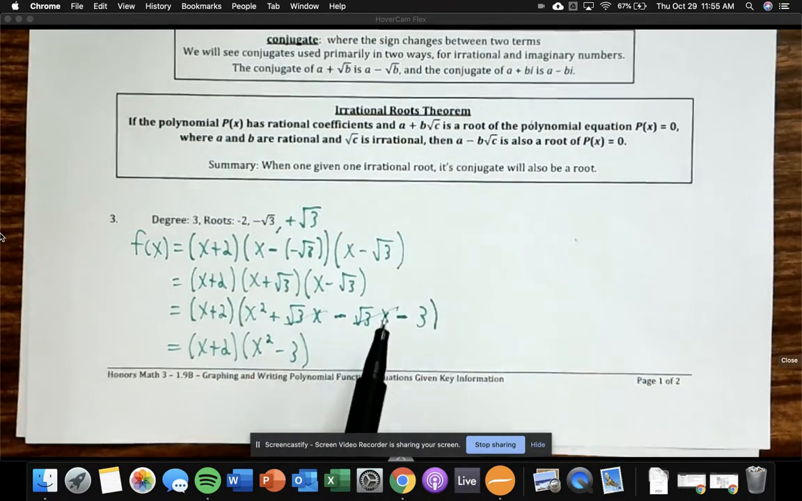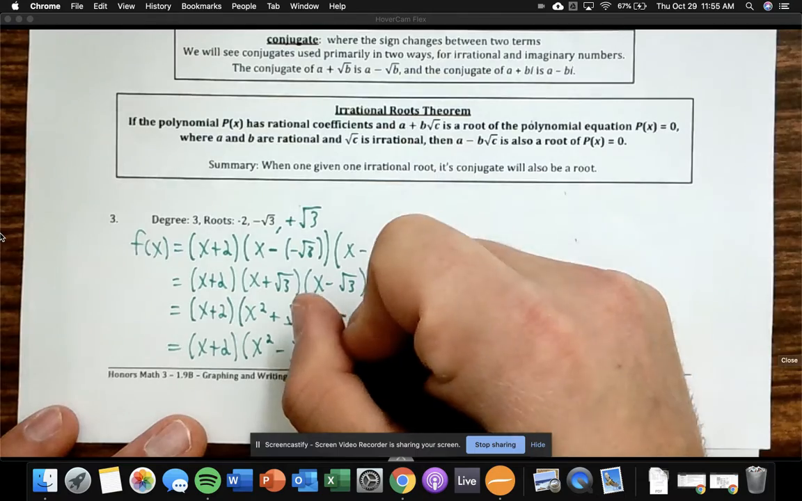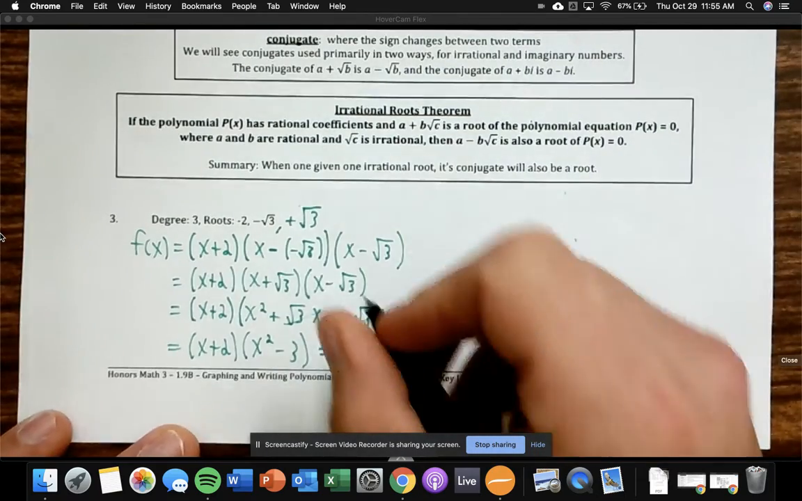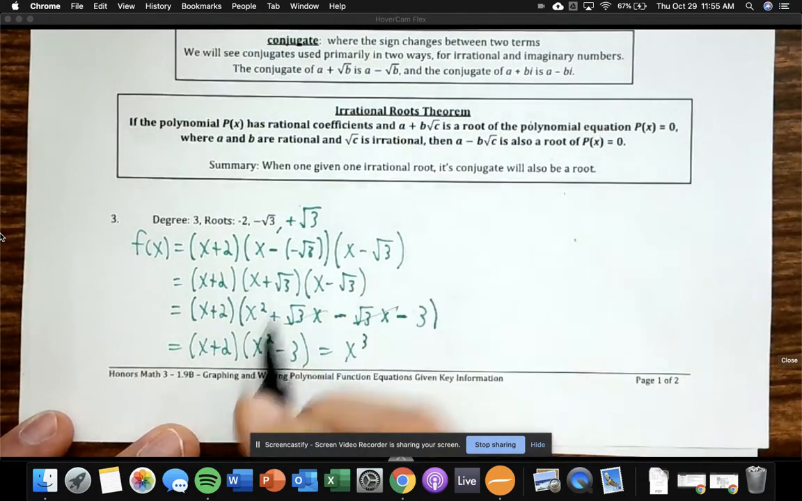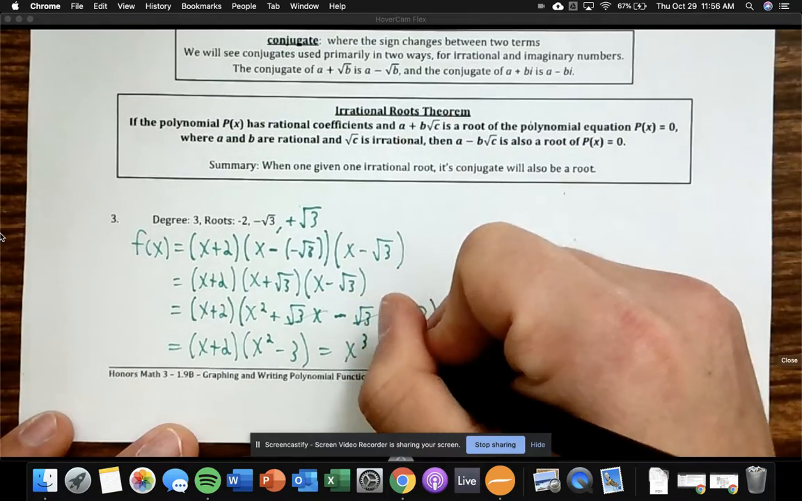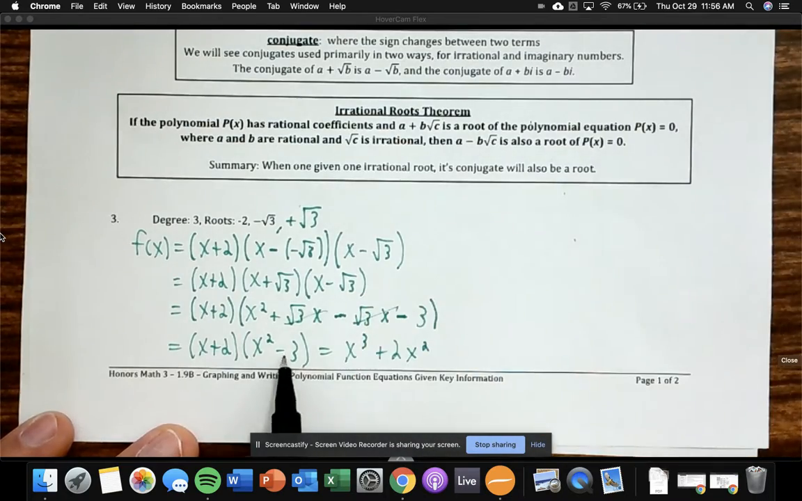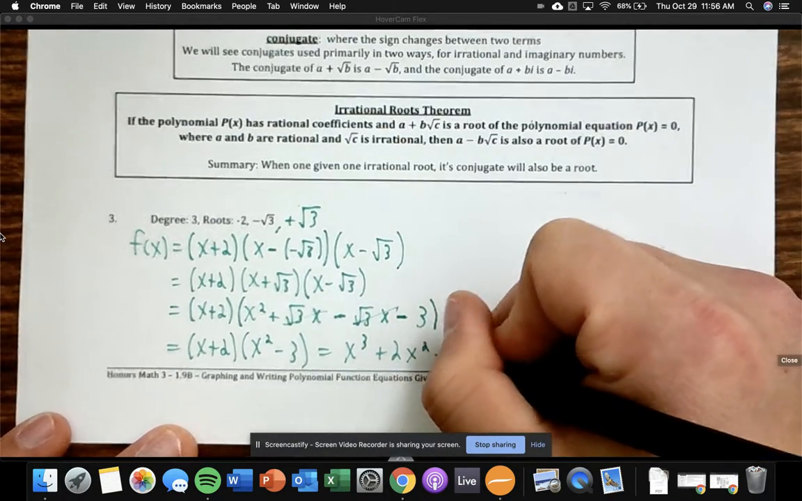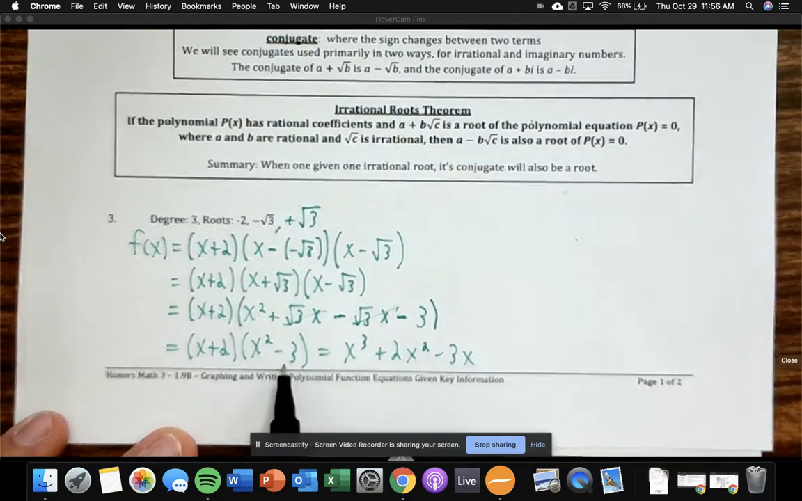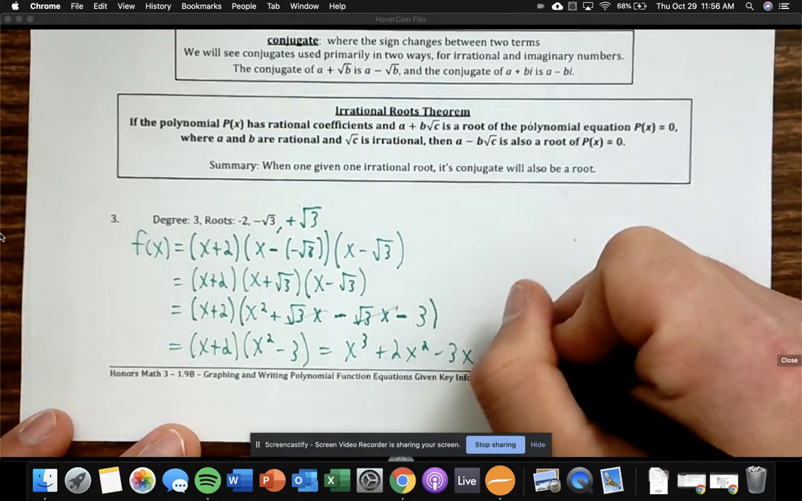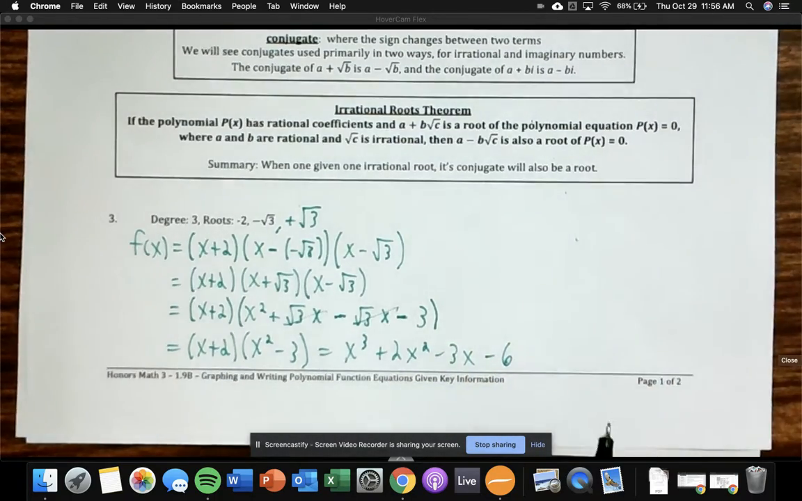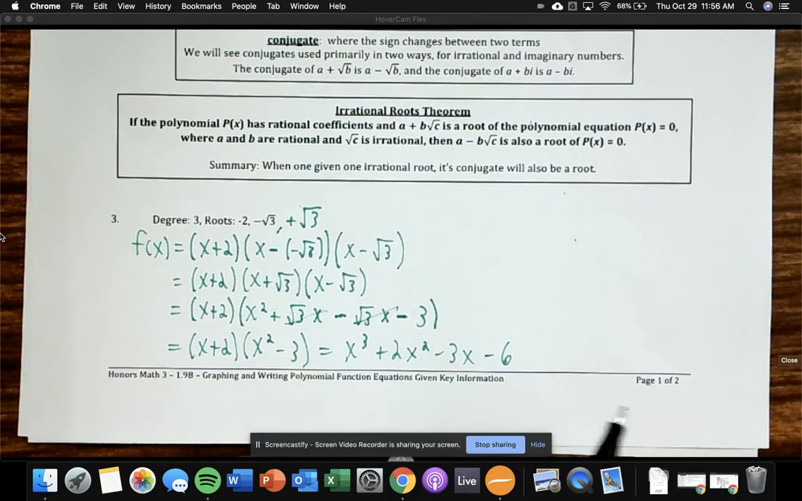And again, all we have to do is FOIL that out. So x times x squared gives us x cubed. 2 times x squared gives us 2x squared. Negative 3 times x is minus 3x. And then 2 times negative 3 gives us negative 6, which is our final function. Awesome. Let's keep going.